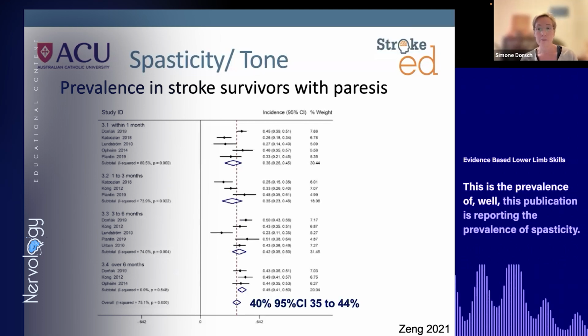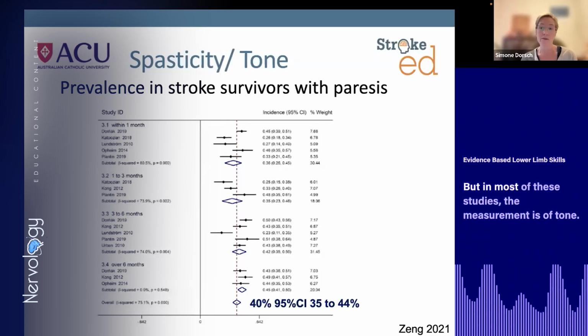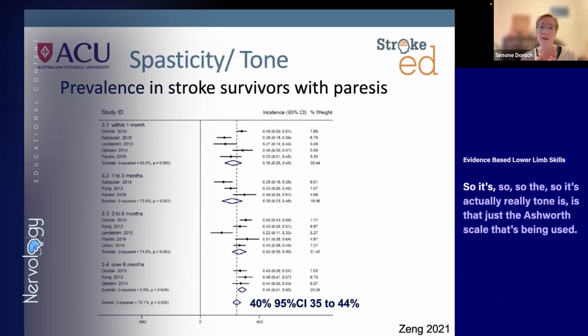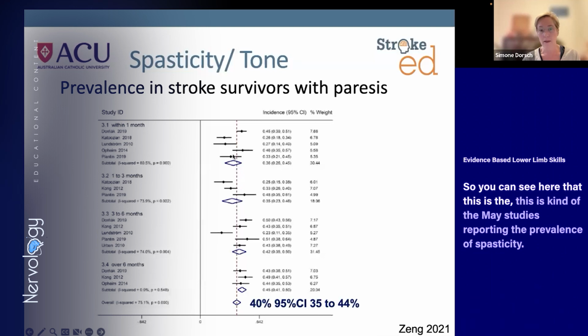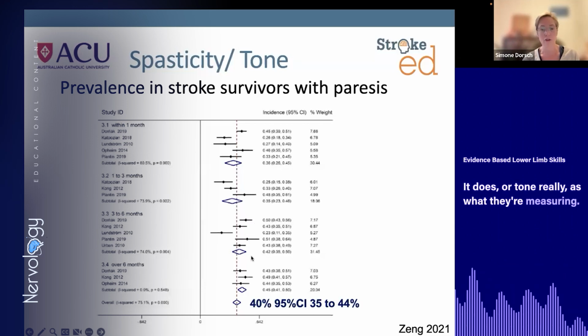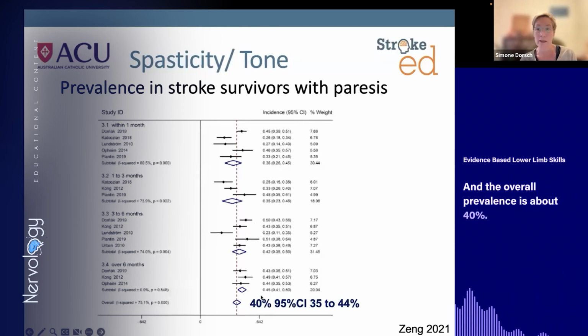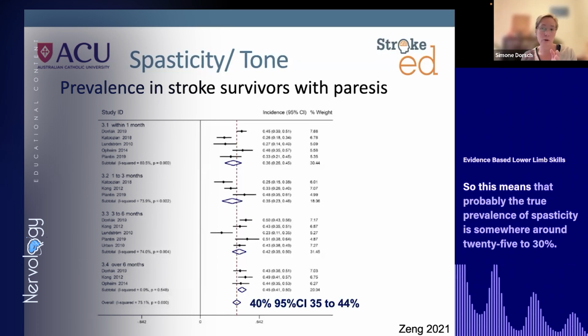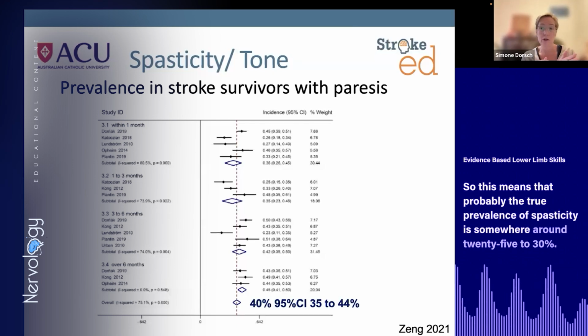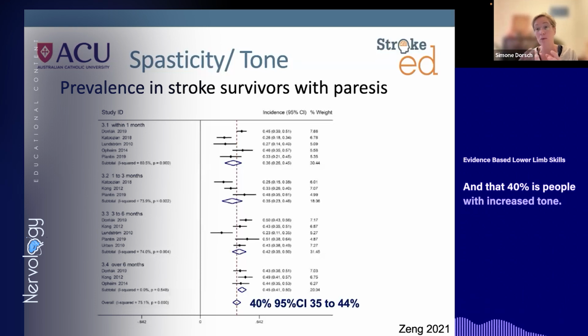This publication is reporting the prevalence of spasticity, but in most of these studies, the measurement is of tone. It's really just the Ashworth scale that's being used. So you can see here many studies reporting the prevalence of spasticity, or tone really, as what they're measuring, and the overall prevalence is about 40%. And that's really overestimating, because if you use the Ashworth, you overestimate spasticity by about a third. So this means that probably the true prevalence of spasticity is somewhere around 25 to 30%. And that 40% is people with increased tone.